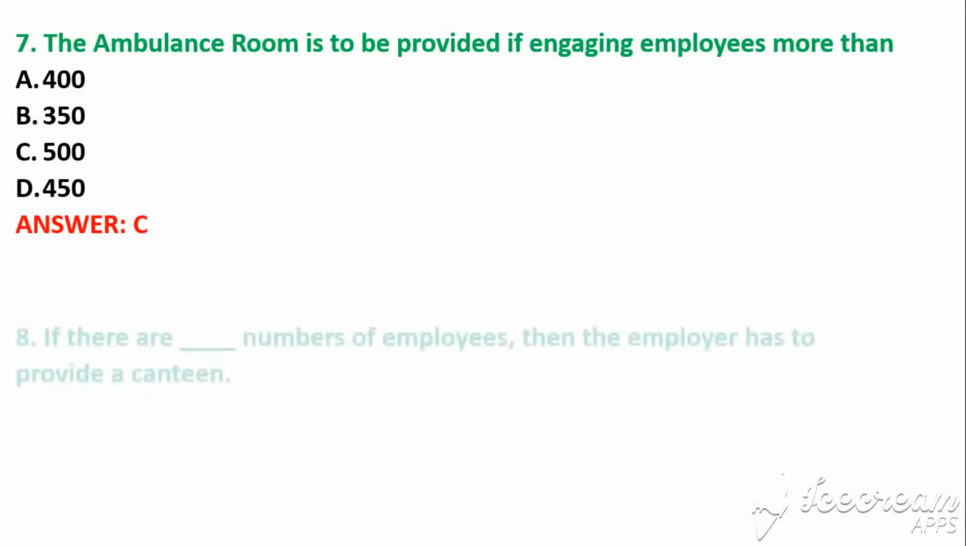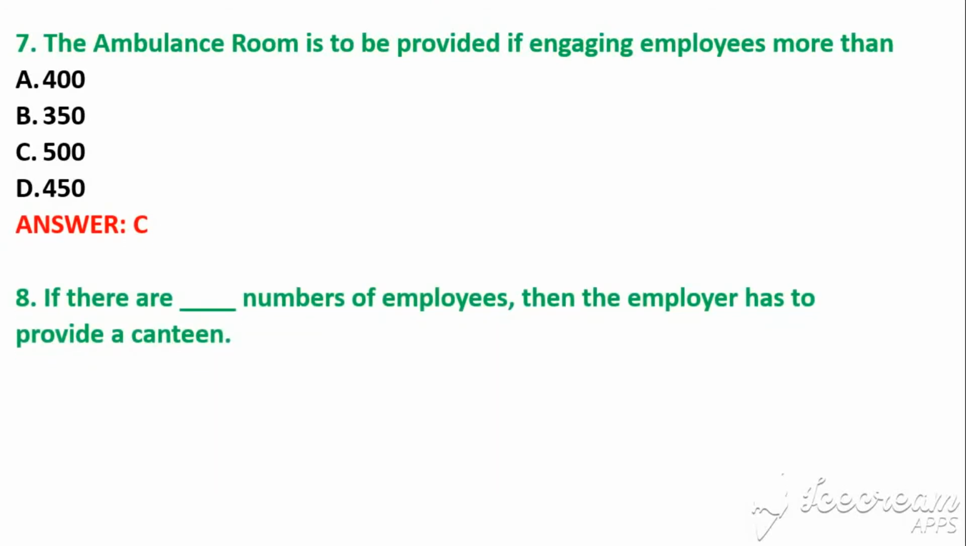C is right. If there are how many numbers of employees, then the employer has to provide a canteen facility? So if the employer needs to provide the canteen facility, how many members of employees do you need in your factory? 250, 510, 320, 100. The options are given. Yes, your answer is right. 250 is the right answer. A is right. So if your employer wants to provide the canteen facility in your factory, there must be at least 250 employees.